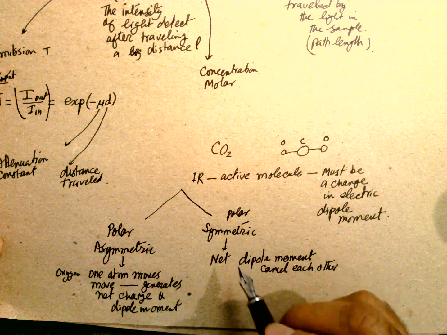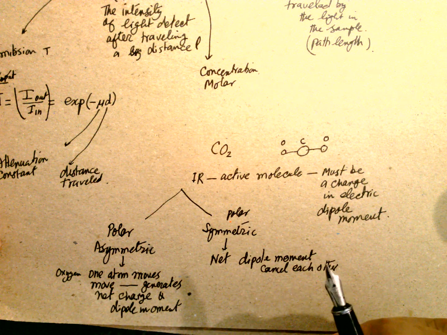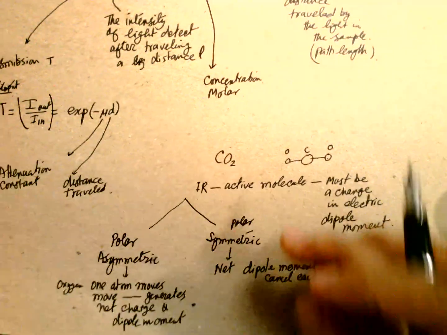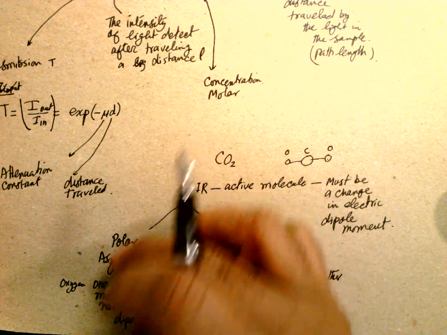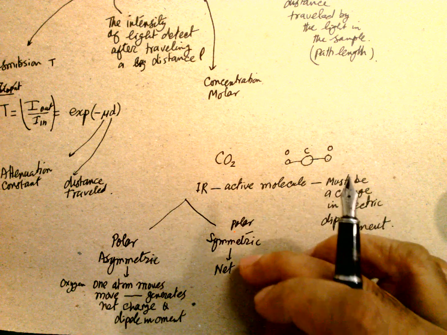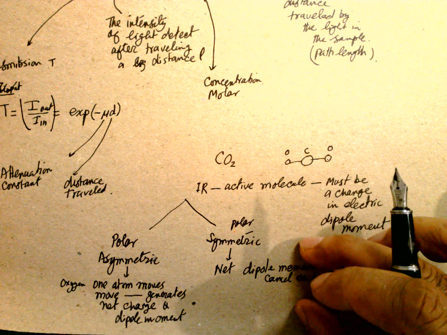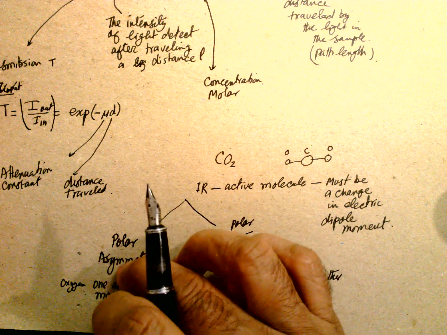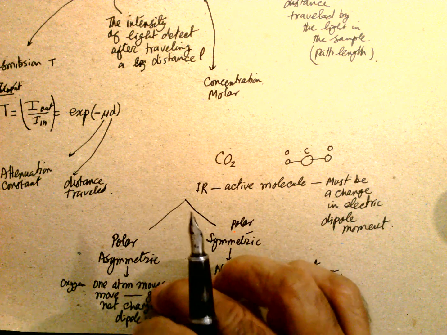In a polar molecule, asymmetric. So there are polar asymmetric, polar asymmetric, and polar symmetric. Polar symmetric, the net dipole moment is zero, and polar but asymmetric, the dipole moment exists.